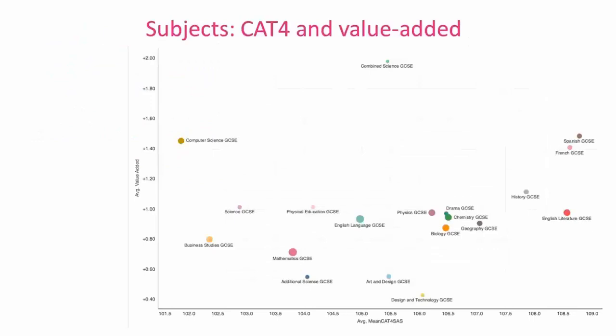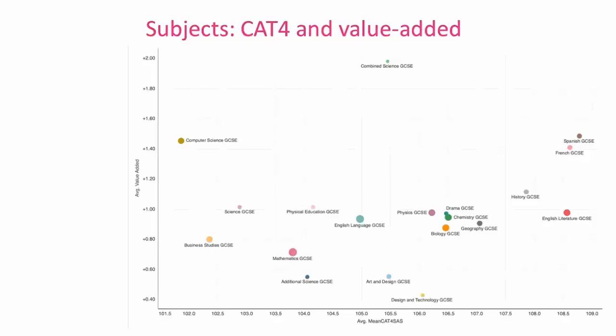Last one just pulls a few of those bits of data together. So you can see here, this is just looking again at that list of subjects, but we've put it on a scatter plot. So you can see here the average CAT scores for students doing different subjects and the average value-added scores. So again, those subjects with very high value-added scores, combined science, some of the languages over here on the right, computer science.